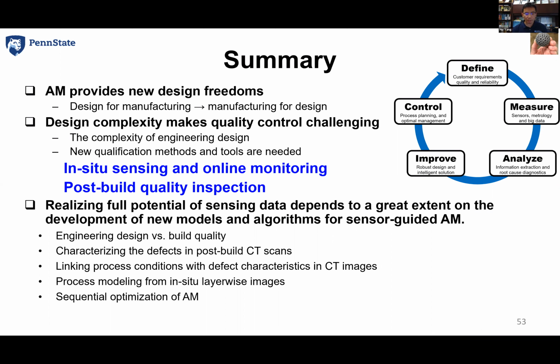DMAIC. This is a very classical IE methodology, with methods and tools. But I think when we consider traditional DMAIC, we didn't really consider in-process sensing or those kinds of high-dimensional sensing. And so DMAIC can be extended to incorporate advanced sensors. And we can study the design and build quality relationship interactions, characterize the defects, and link process conditions with defect characteristics. And then we can also do the process modeling and then the sequential optimization.